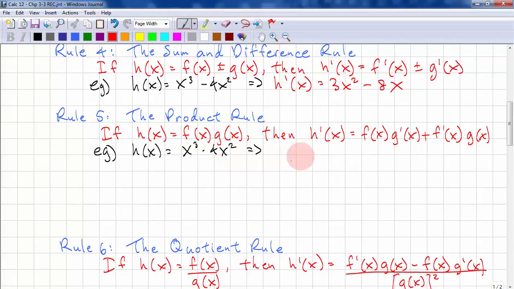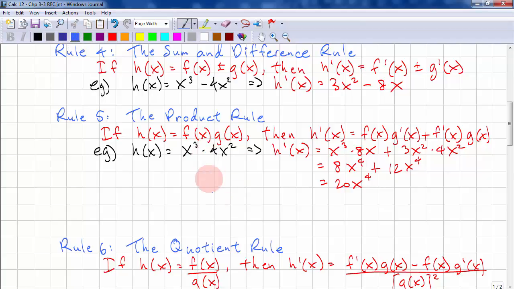So h prime of x equals f of x, that's x cubed, times g prime. So again, we've already done that derivative here. That's 8x, times 8x, plus the derivative of f, that's 3x squared, times g, that's 4x squared. Now we can simplify: 8x to the power of 4 plus 12x to the power of 4. That gives us 20x to the power of 4.